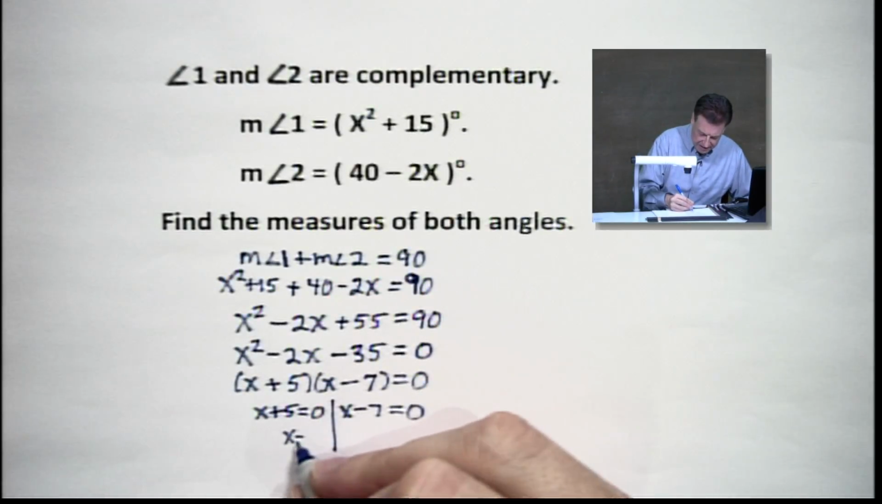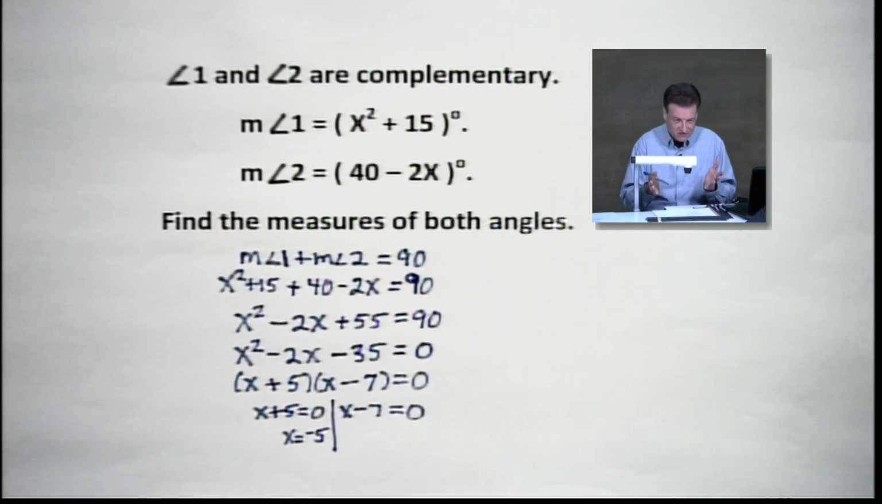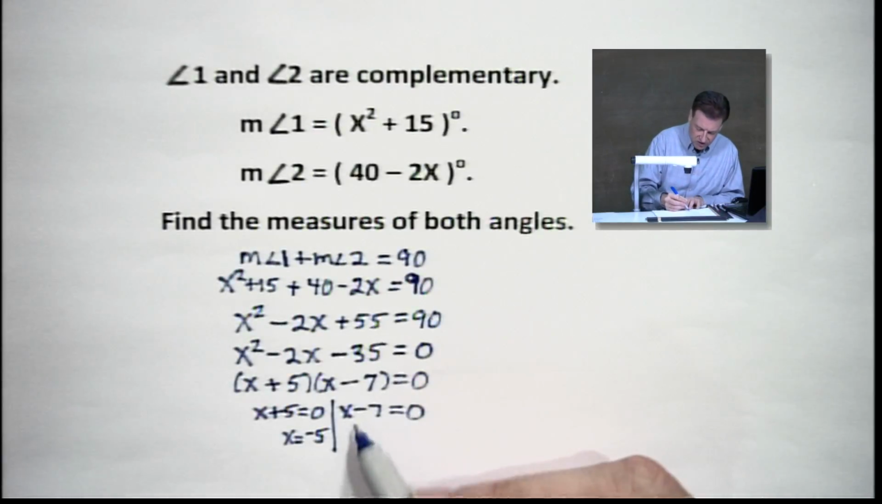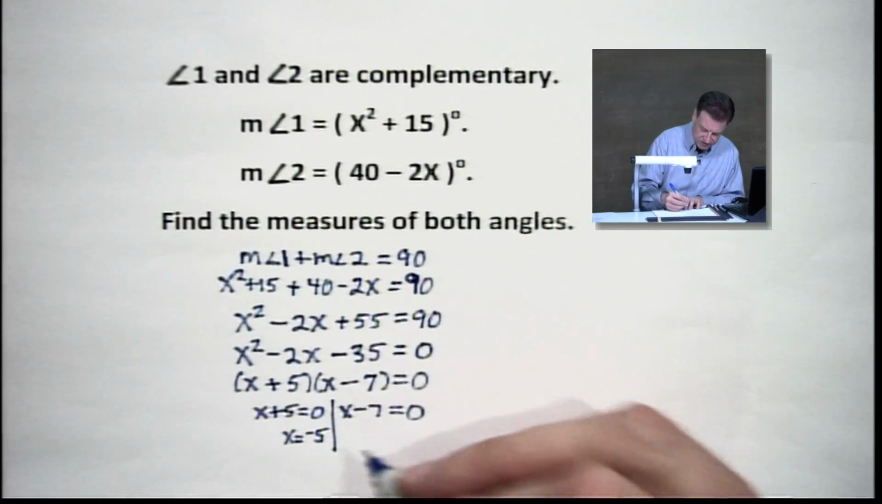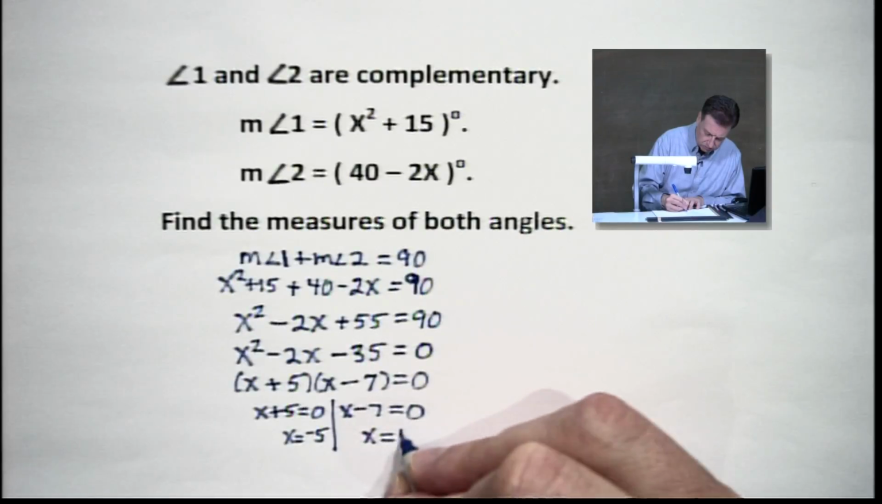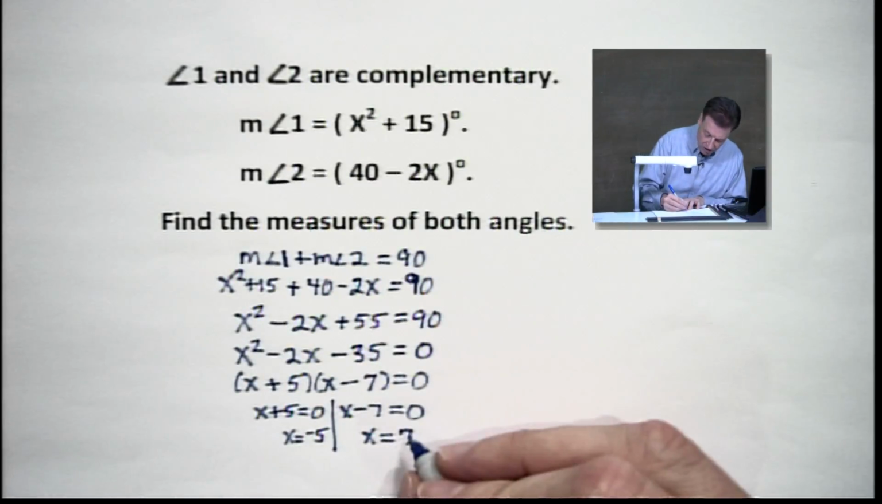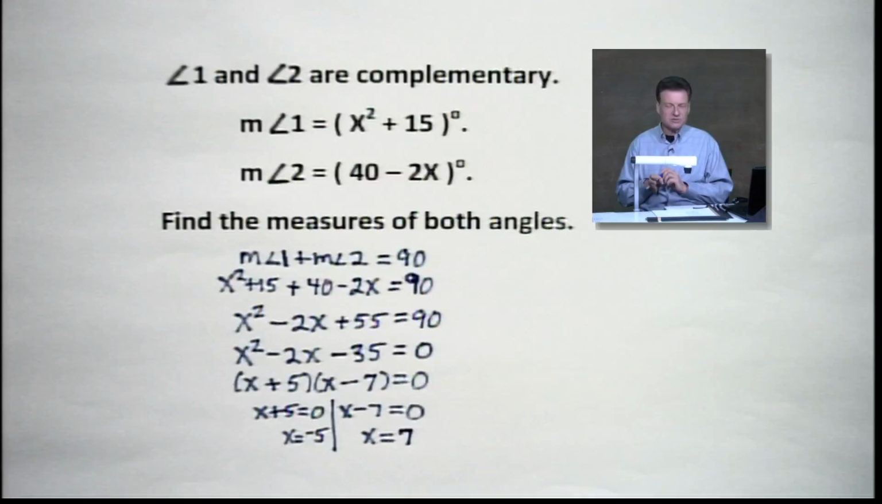First one is going to be negative 5, because negative 5 plus 5 will give you a 0. This one over here is going to be 7. 7 minus 7 is going to give us 0. Are they both good? It kind of bothers people sometimes. There's 2 answers, 2 possibilities. Well, let's check and see.